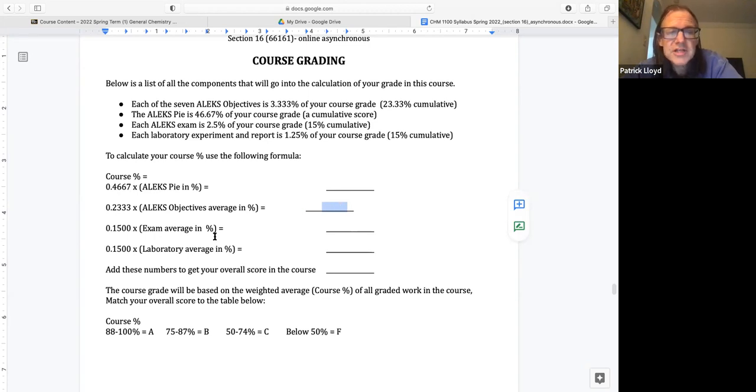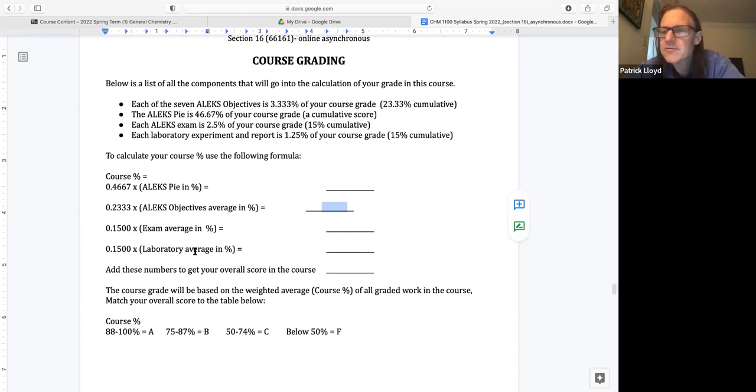And then your exams, as you know, after your first exam, your exam average will be your score on your first exam. After 2 exams, take the average, right? And as the exams come in, you're going to be able to fine tune what this average is. 0.15 times that average, put that there.